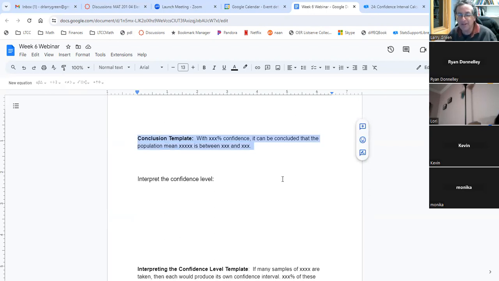With whatever confidence, it can be concluded that the population mean blank is between blank and blank. Okay. And by the way, in a very short time, we're going to be walking away from means.